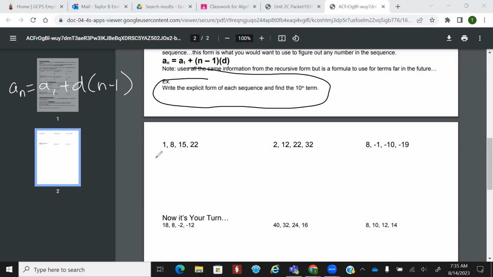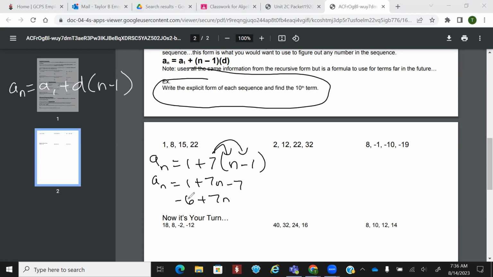So when we're writing the explicit form, what's our first term? 1. What was our common difference here? Okay. And then we have n minus 1. If we distribute that out and simplify, we're going to get a sub n equals 1 plus 7n minus 7. We're going to combine our like terms. And so that's going to give us negative 6 plus 7n.